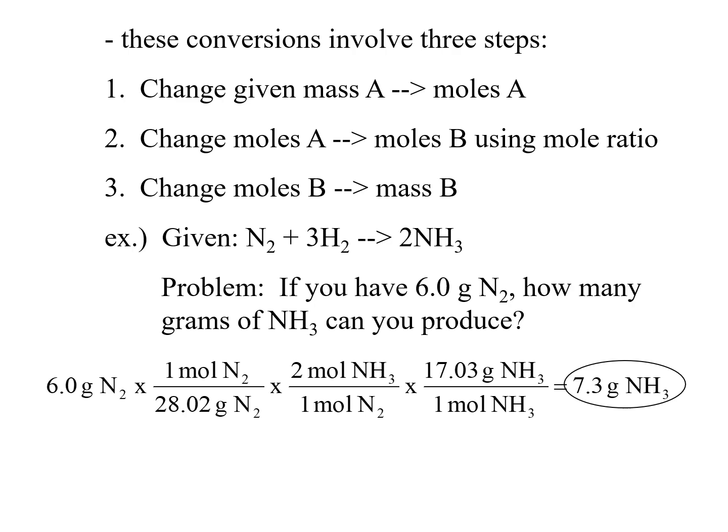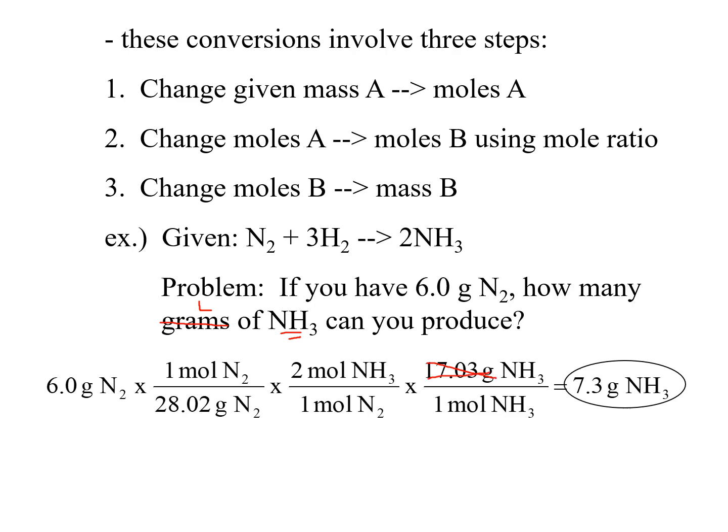So let me give you an alternate version of this. Let's say that we had 6 grams of N2, just like the problem said originally. But then they wanted to know how many liters of NH3 we could produce. Well, we can set this whole thing up very similarly. I have to change grams to moles for N2, then I have to change moles of N2 to moles of NH3, because I'm still going to NH3. That didn't change. The only difference will be at the very end of this.